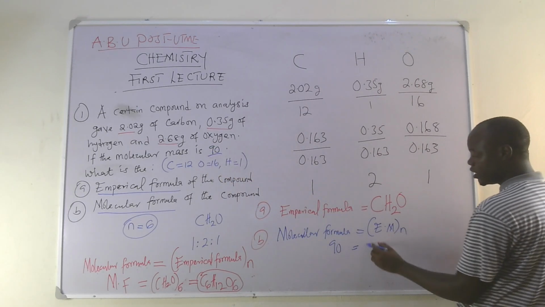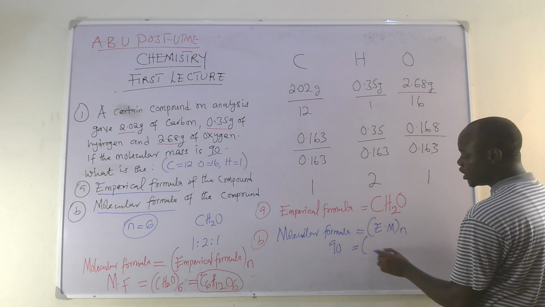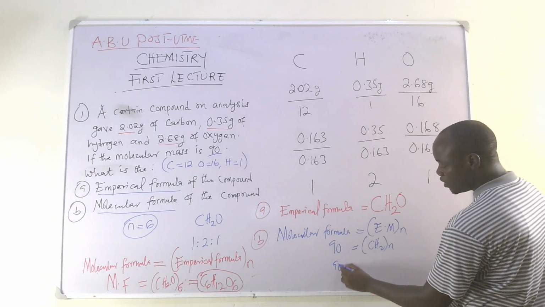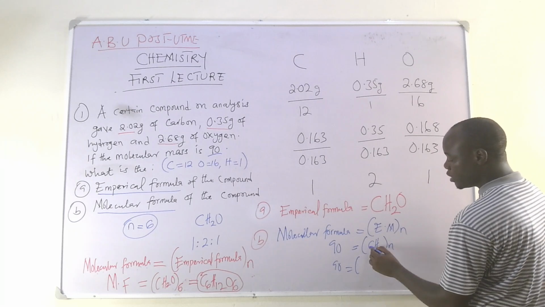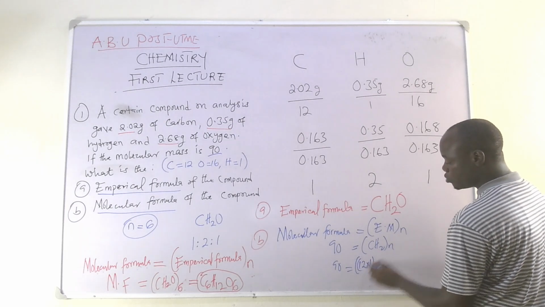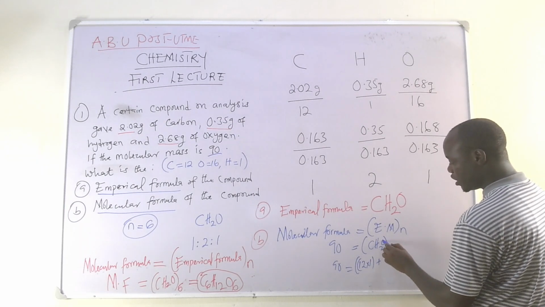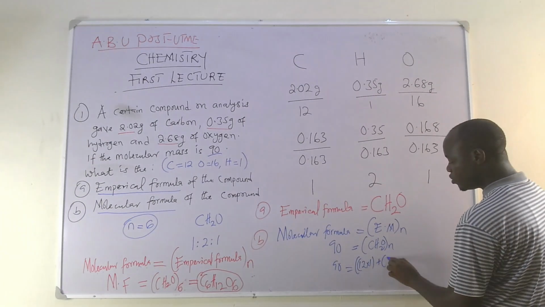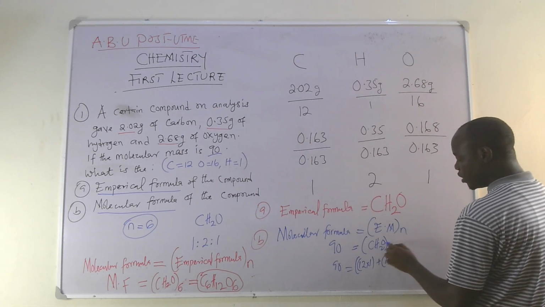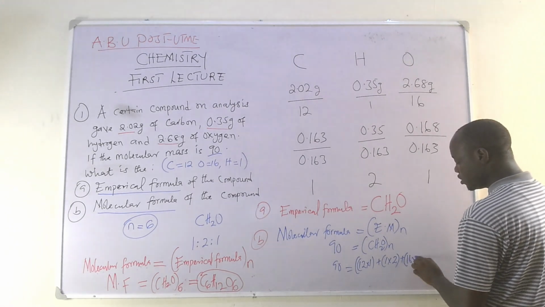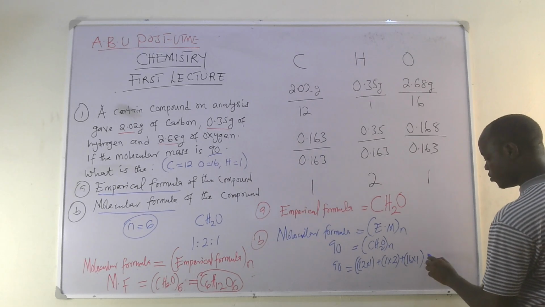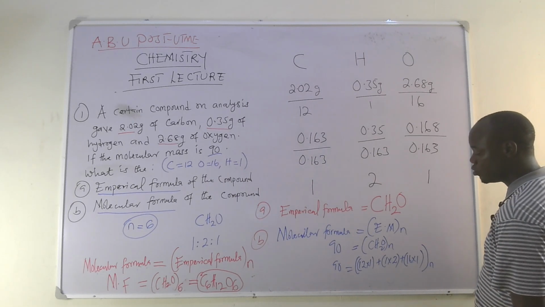So here we are going to have 90. And then the next thing is the empirical formula, which is CH2O, and then we have N. So we now have 90 is equal to, we are now going to take the mass of carbon, which is 12, and how many carbon we have here is 1. So we are going to have a small bracket like this. The mass of hydrogen is 1, and how many hydrogen we have here is 2, then plus oxygen. The mass of oxygen is 16 times 1. And we have the big bracket, and that will give us N.